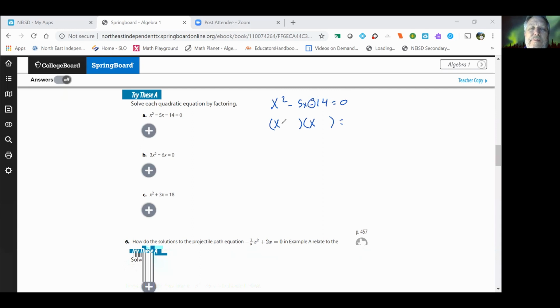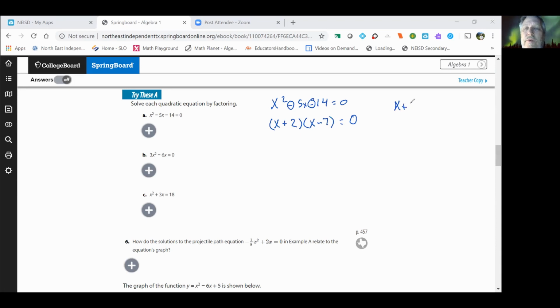The back sign tells me the signs are going to be different. Front sign tells me the largest factor is going to be negative. I'm looking for factors of 14 that, when you subtract them, you get 5. So that's, of course, going to be 7 and 2, because 7 minus 2 is 5. And the 7 needs to be the negative. Okay, so now in order for this whole thing to be equal to 0, either this first binomial or the second binomial must be equal to 0. So I just set each one equal to 0.